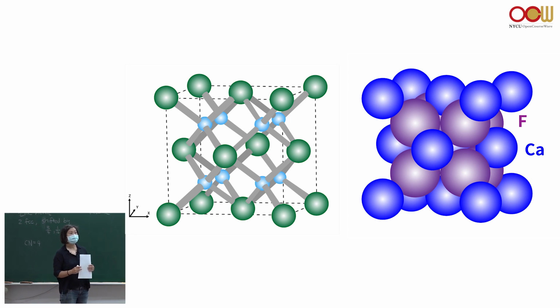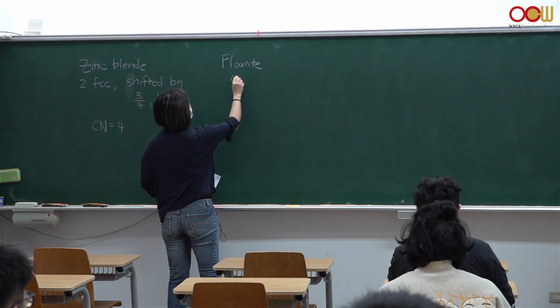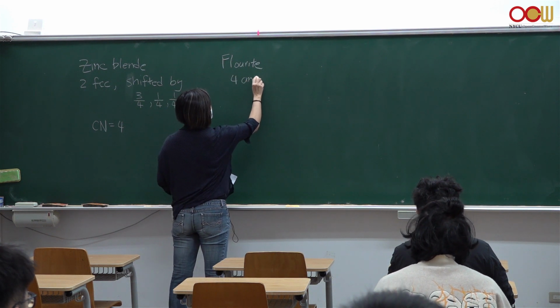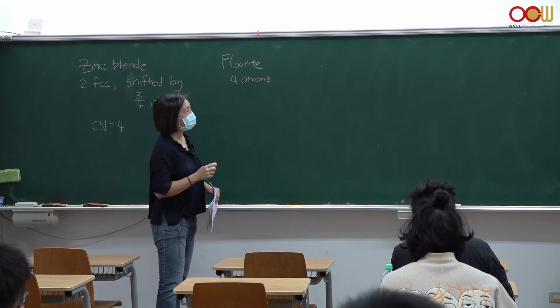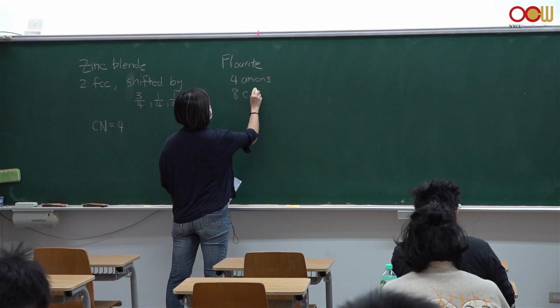4, right? You have 8 corner ones, but each one is shared by 8 other unit cells. You have 6 face center ones, and each one is shared by 2. So the total number is 4. So you have 4 anions. And how many cations do you have? All of them are actually embedded completely within the unit cell. So you just have to count 8, right? So you have 8 cations.